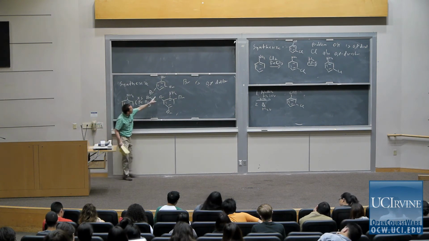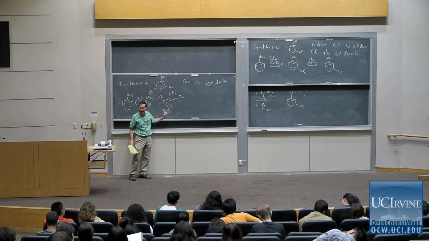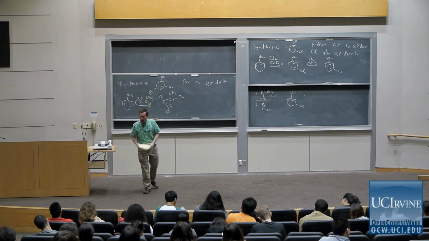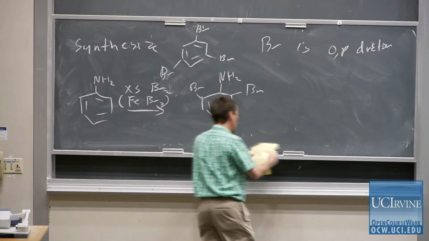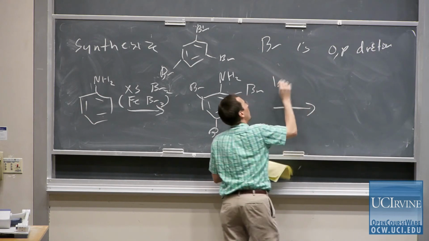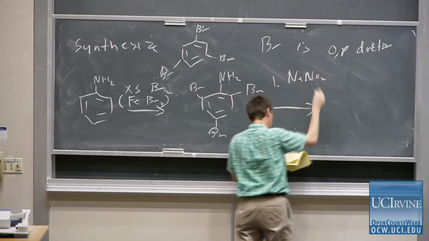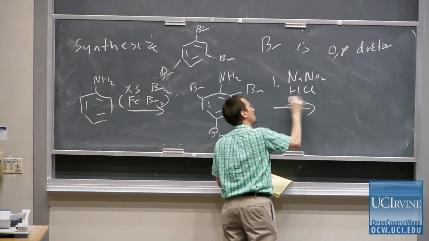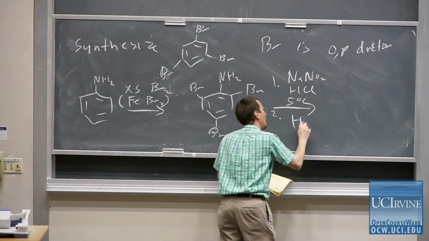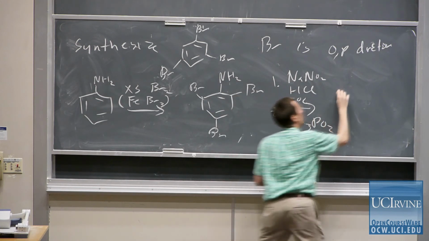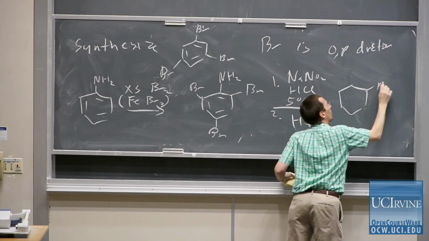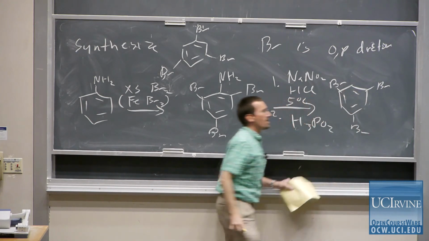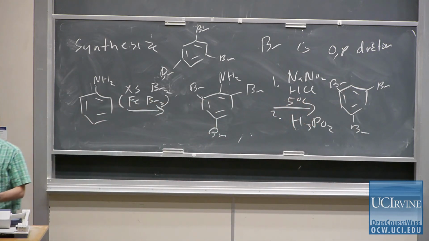And now you look, you say, all my bromines are where I want. And you say, oh, wait a second. I know how to get rid of that amino group. We just diazotize and reduce it off with phosphorous acid. So if I go NaNO2, and you can use HCl or sulfuric acid. Honestly, it doesn't matter. 5 degrees Celsius, H3PO2. We get the 1,3,5-tribromo compound. We've achieved this concept of control.